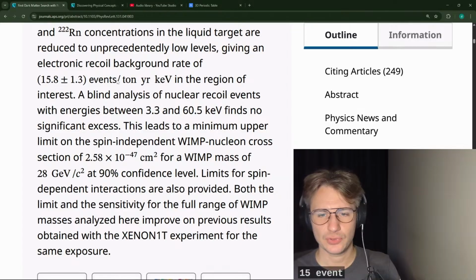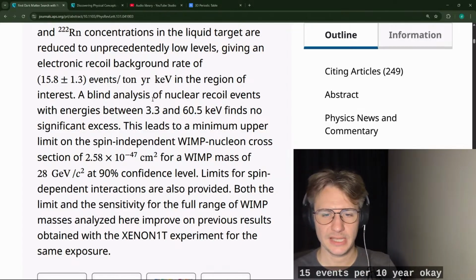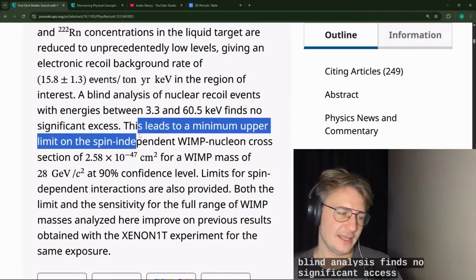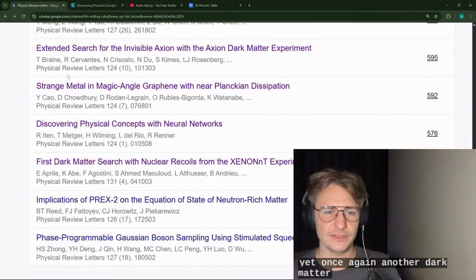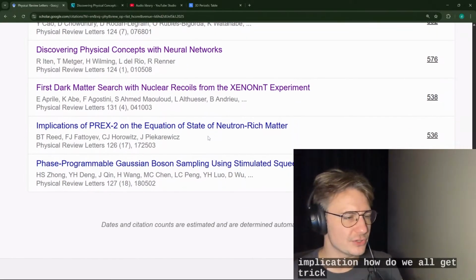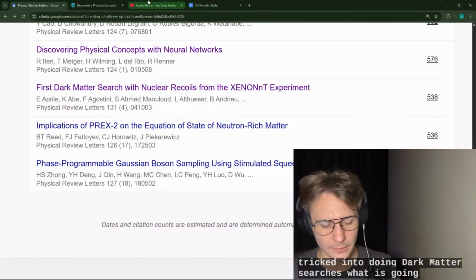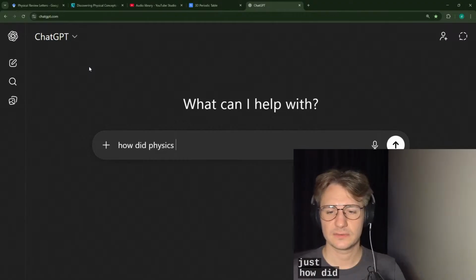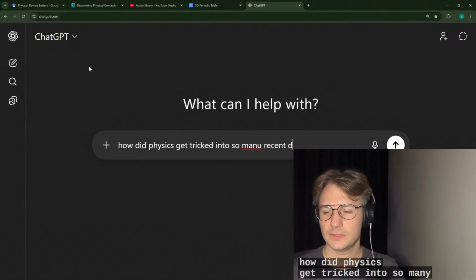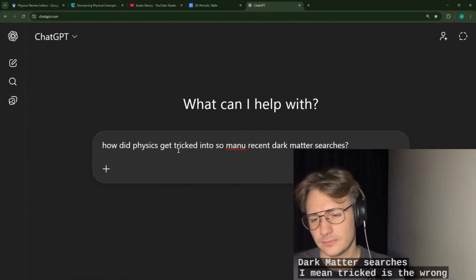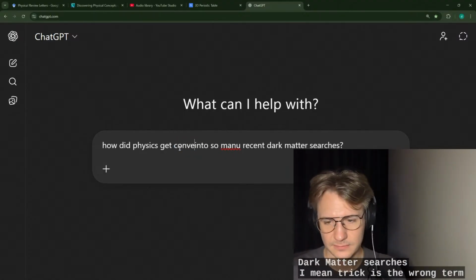15 events per ton year. Okay, a blind analysis finds no significant excess. Yeah, once again, another dark matter search that yields nothing in particular. Okay. Implication. How did we all get tricked into doing dark matter searches? What is going on? Can I just ask ChatGPT? How did physics get tricked into so many recent dark matter searches? I mean, tricked is the wrong term. Get convinced.